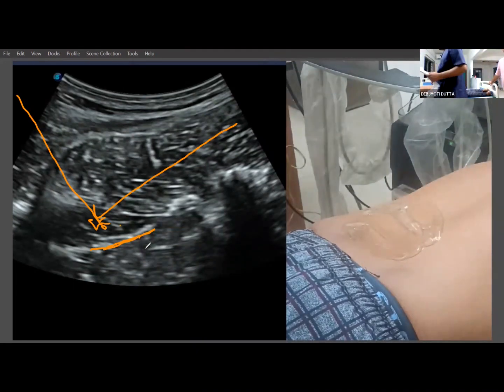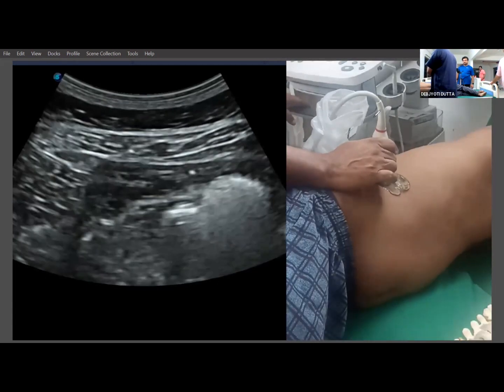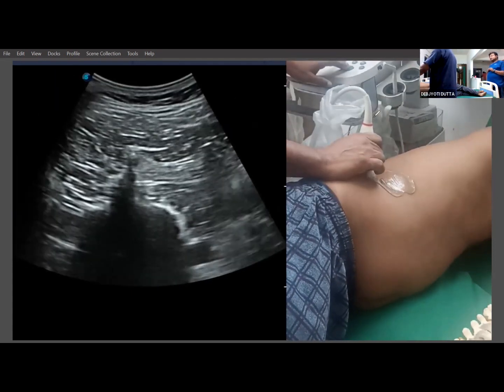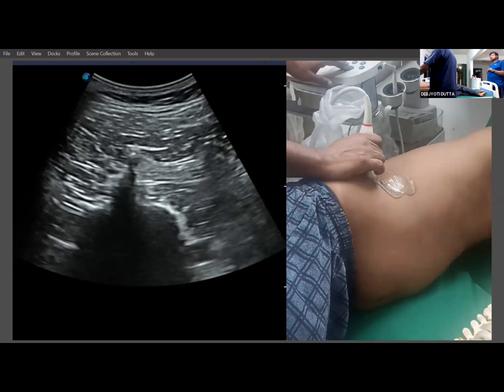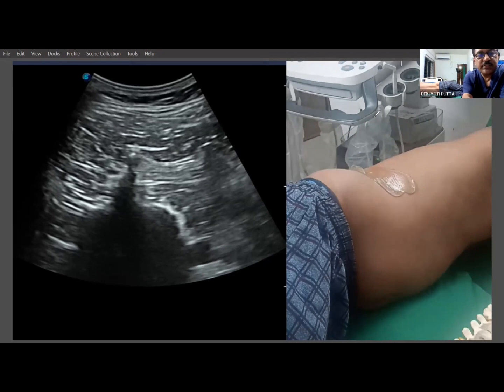Now I'll be taking the patient in the lateral decubitus. My aspect marker is on the left side, that means the dorsal side. First look at this view. So what you can see, the aortic pulsation also. Now you see what is seen here. So this is your transverse process. This is your vertebral body. This is your aortic pulsation. And this is your articular process, and then comes the spinous process.